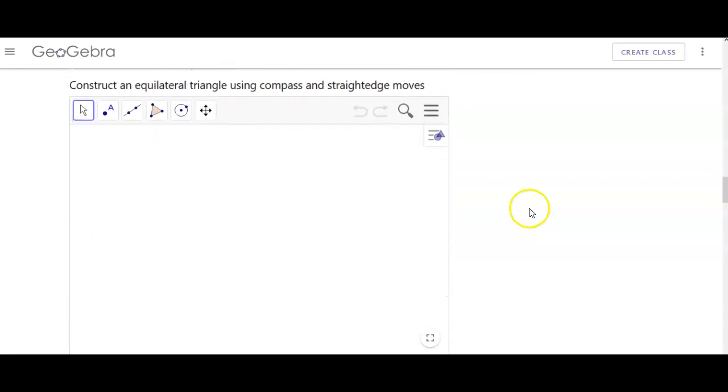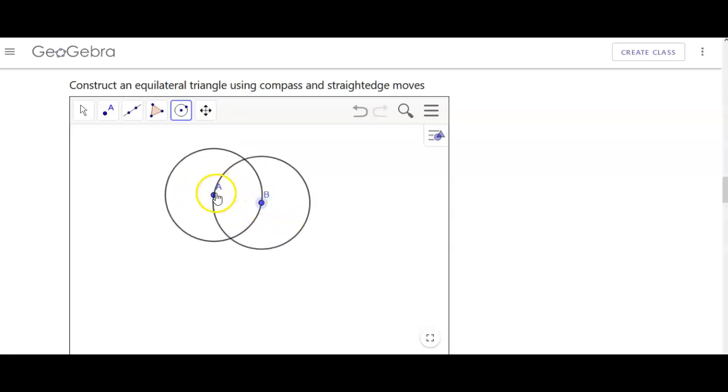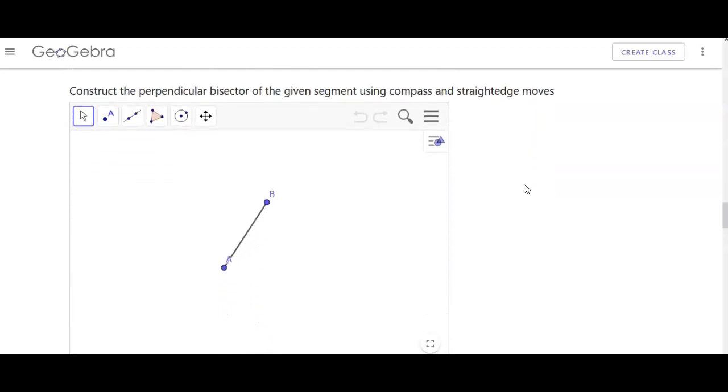Okay, construct an equilateral triangle using compass and straight edge moves. So we've already demonstrated one way that we can make an equilateral triangle, and that was with all the circles. There is another way that we can do an equilateral triangle, and that is just with 2 circles. So wherever those 2 circles intersect, we have those 2 centers right here. We have the third point where they intersect, and then you can draw the triangle there. So you can do an equilateral triangle in more than one way.